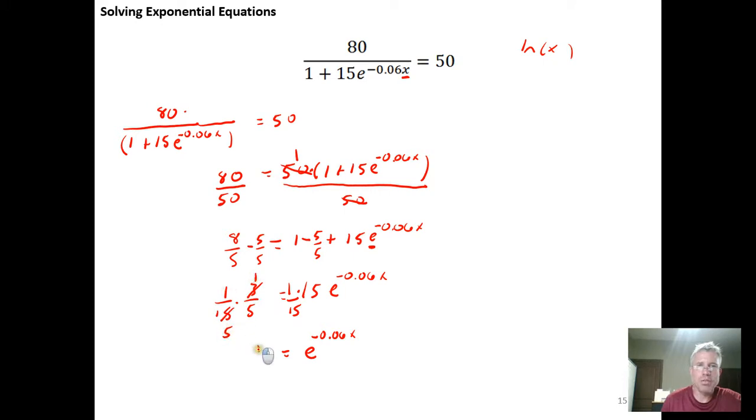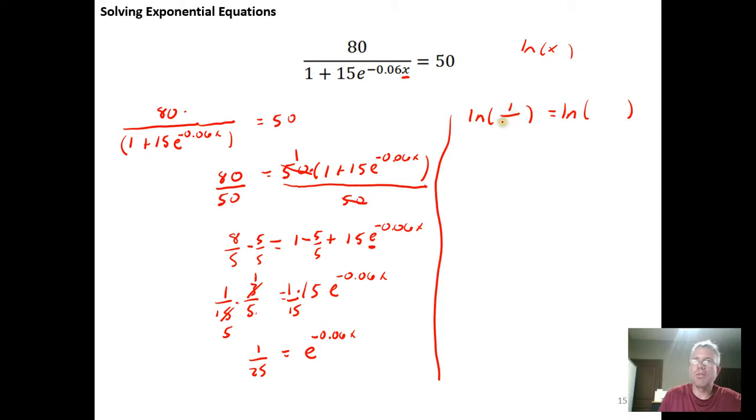1 times 1 is 1. 5 times 5 is 25. I'm going to walk this up here. I'm going to use the natural log function now. I'm going to input both sides of the equation into the natural log function. And the natural log is the reciprocal of exponentiation base e, so those are going to cancel each other and leave me with just the exponent.